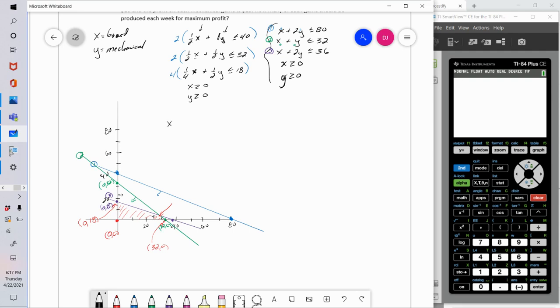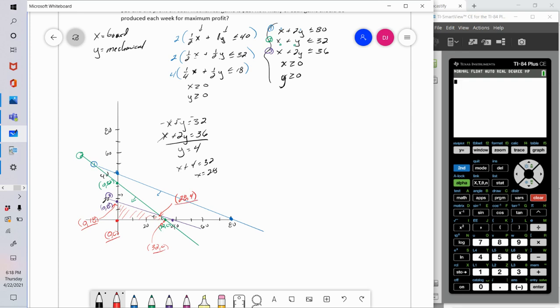To find that corner point, I need to solve the system x plus y equals 32, and x plus 2y equals 36. I'm going to multiply the top equation by a negative. When I add those together, the x's will cancel out. They'll add up to 0. Negative y and 2y is y. Negative 32 and 36 is 4. And then if x plus y is 32, but y is 4, x will be 28. So that gives me this corner point here is 28, 4.